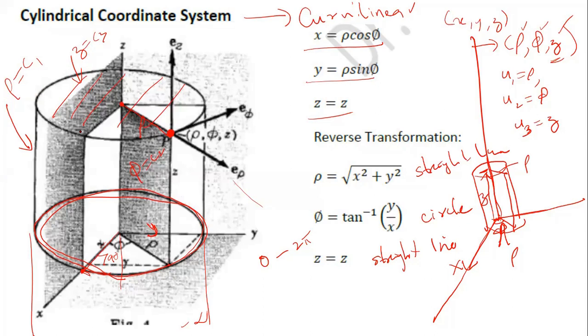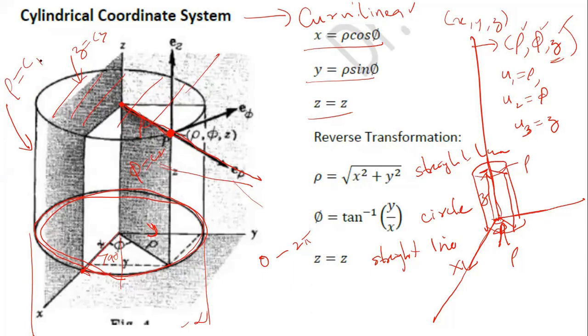And if you consider the intersection of phi equal to C2 and z equal to C3, z equal to C3 is this plane, phi equal to C2 is this plane, which is passing through the z-axis. So you just consider these planes, phi equal to C2 and z equal to C3. You will find that the intersection is this line. The intersection is a straight line.